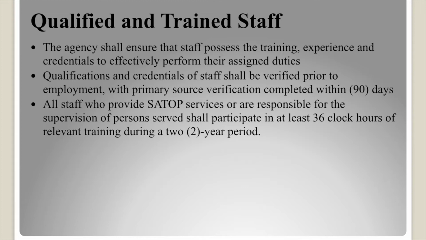So, responsibilities for qualified and trained staff. The agency shall ensure that staff possess the training, experience, and credentials to effectively perform their assigned duties, and qualifications and credentials of staff shall be verified prior to employment, with primary source verification completed within 90 days. Ongoing primary source verification is required by contracted agencies to ensure that credentialing is in good standing. A copy of the credentialing is required to be placed in one's personnel file.